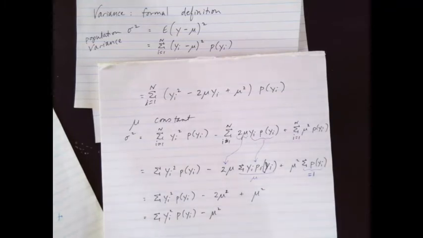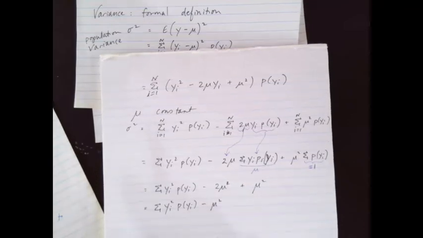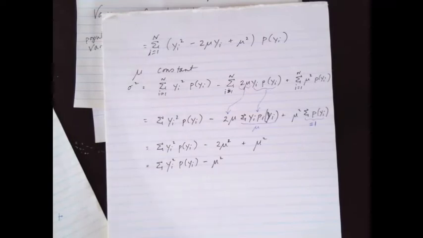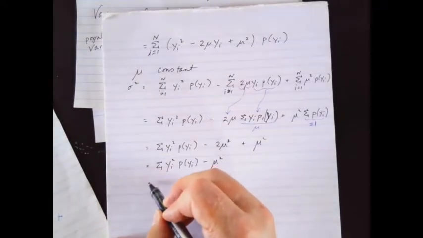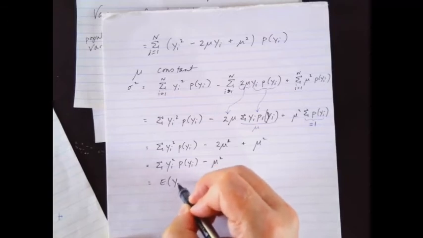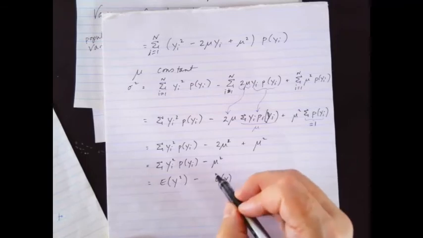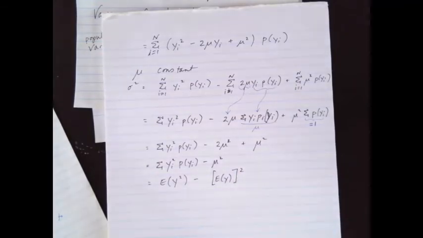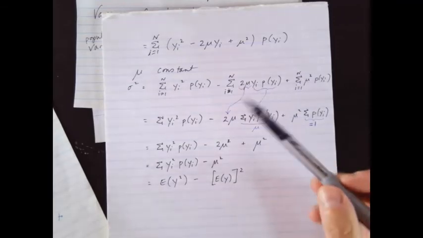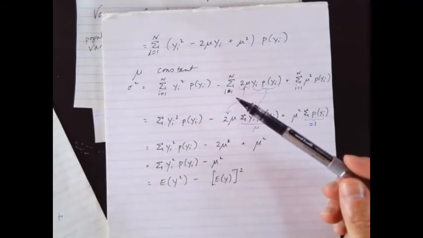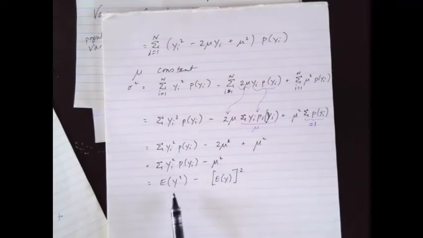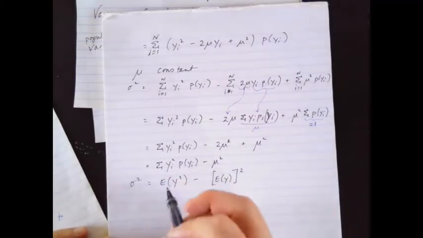And this is the expected value of y squared, that term that I showed you last time. So this is the expected value of y squared minus, and what's this one? Well, that's the expected value of y, but it's all squared. All right, so the definition of the variance then is the difference between the expected value of y squared minus the square of the expected value, and that is sigma squared.